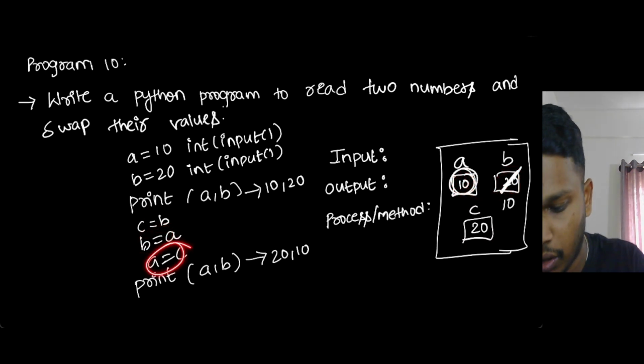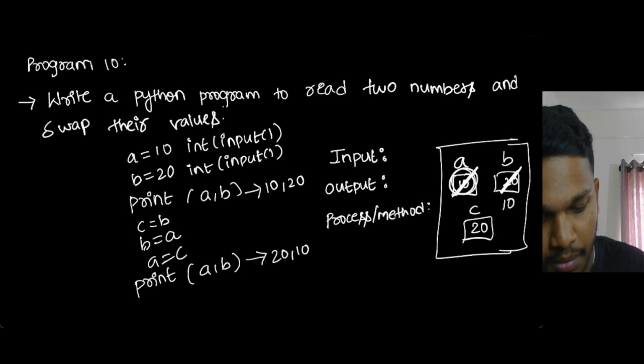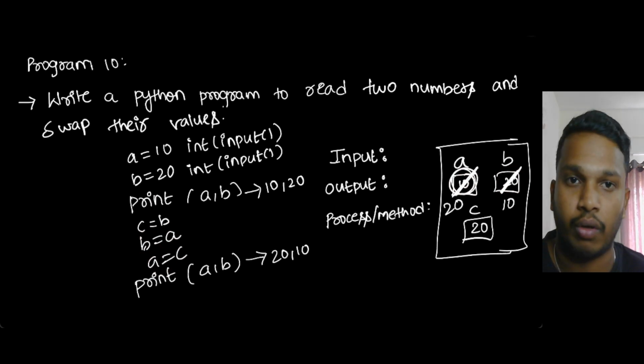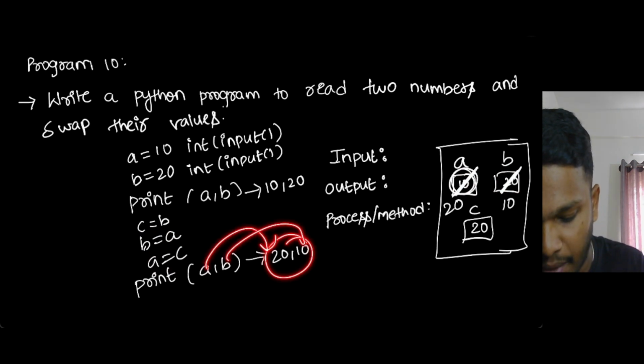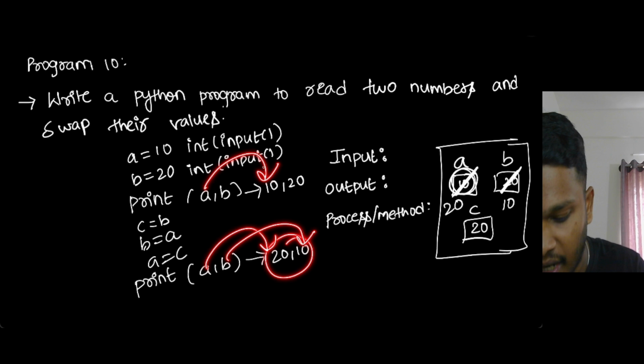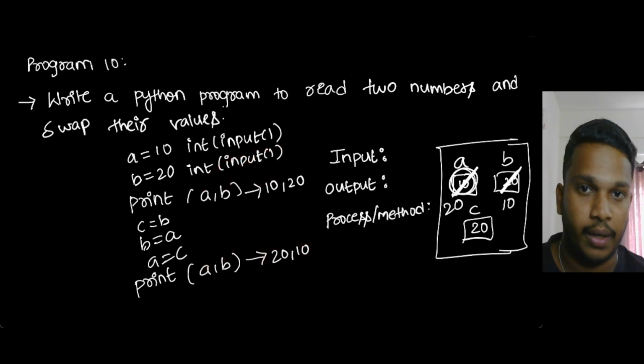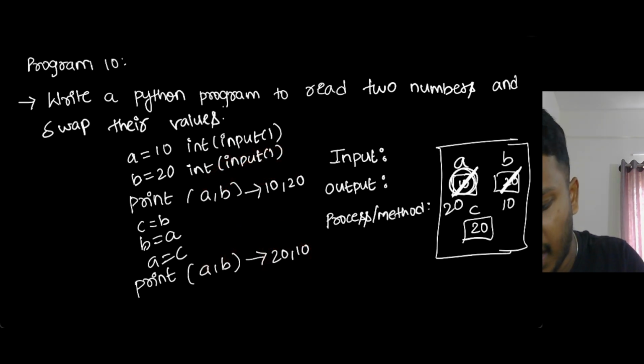Next, a is equal to c. A is equal to c means a will become the c value. So a is equal to 20, b is equal to 10. Now if I print, it will give a value as 20, b value as 10. Initially in the memory, a value was 10, b value was 20. So it will work for any case.